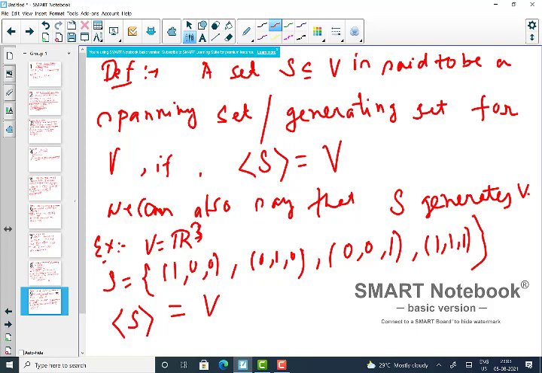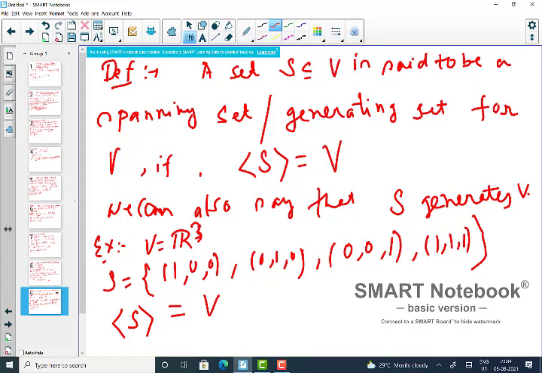You can play this game with different kinds of vector spaces, like the space of polynomials, the space of functions, and find out as homework what the spanning set is and how it looks. Also the spanning set is not unique. There might be many spanning sets. Okay, so this was the idea of a spanning set.